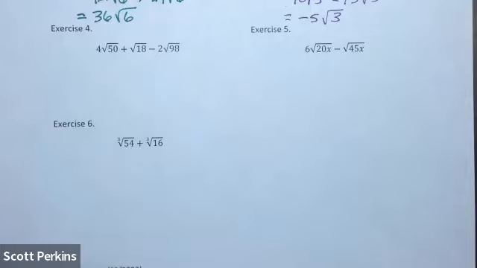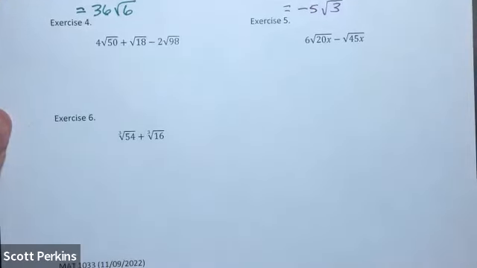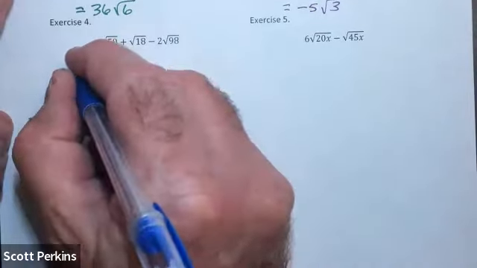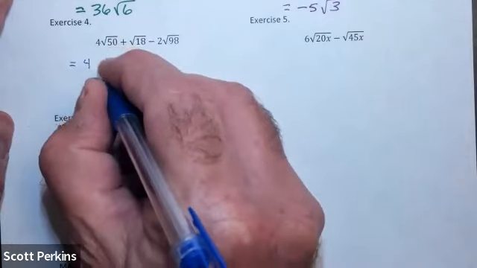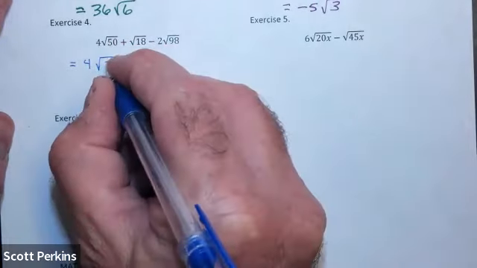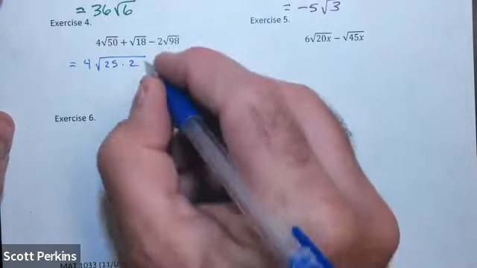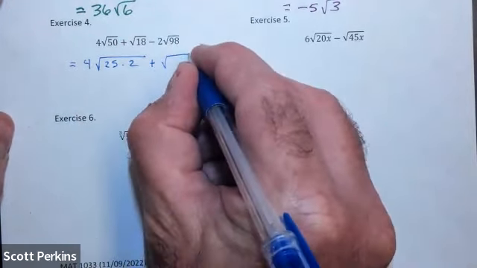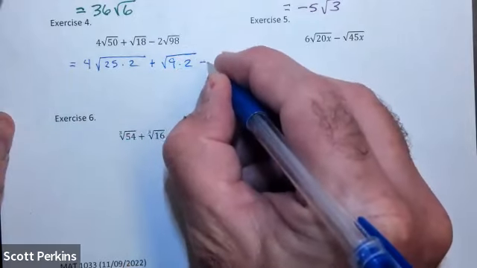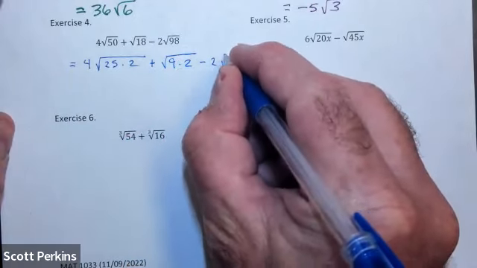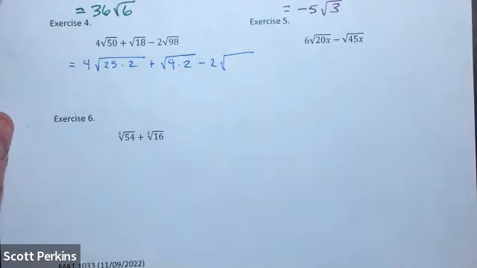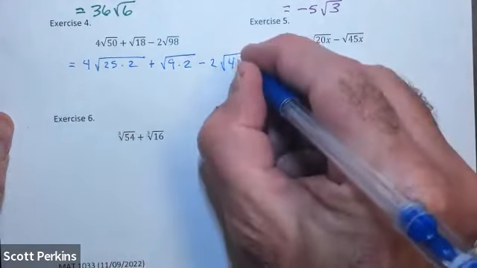All right, so let's do the arithmetic on this. If you got any question, anything that I'm not explaining well, please let me know so I can do better. So square root of 50, 50 is going to be 25 times 2. I think we've seen that number before today. And then plus the square root of 18, 18 is 9 times 2. And then minus 2 square root of 98. Is this the first time we've seen the number 98? What is the perfect square factor of 98? That's 49 times 2. Great.